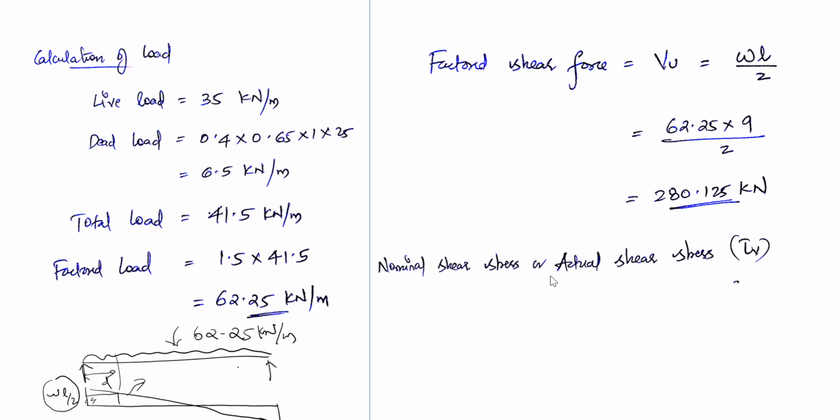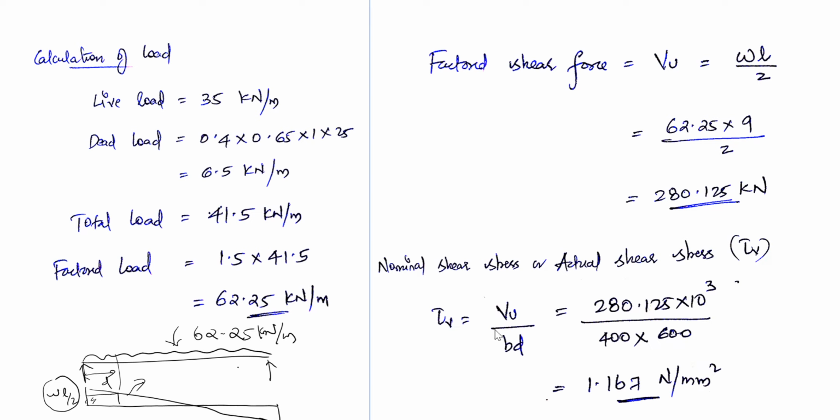So the nominal shear stress or the actual shear stress coming on the beam, that is tau V, is equal to Vu by bd, that is 280.125 into 10 raised to 3 divided by b is 400 and d is 600. You will get this value as 1.167 Newton per mm square.